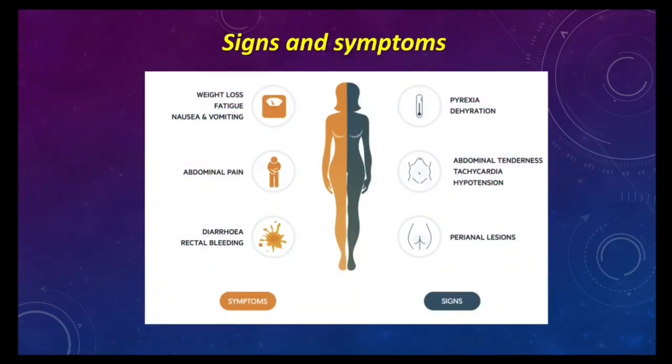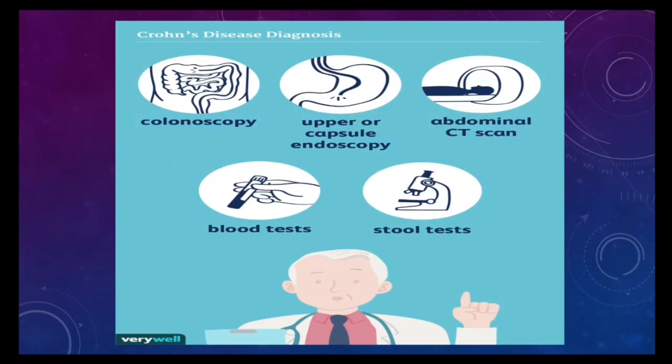What about the signs and symptoms? We have weight loss, fatigue, nausea, vomiting, abdominal pain, diarrhea, and rectal bleeding. What about the signs? We have pyrexia, dehydration, abdominal tenderness, tachycardia, hypotension, and maybe perianal lesions. For Crohn's disease diagnosis, we have colonoscopy. We can do upper or capsule endoscopy, or abdominal CT scan, or blood tests and stool tests.